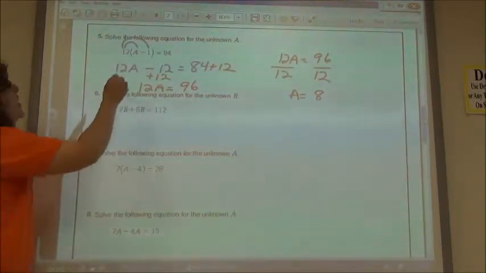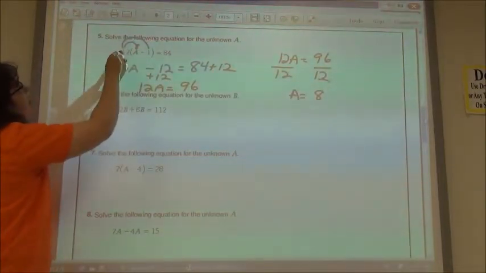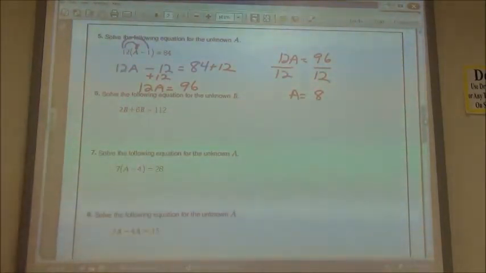Now if I wanted to check this, I could put 8 in here. 8 minus 1 is 7, and I take 7 times 12 then, and 7 times 12 is 84.